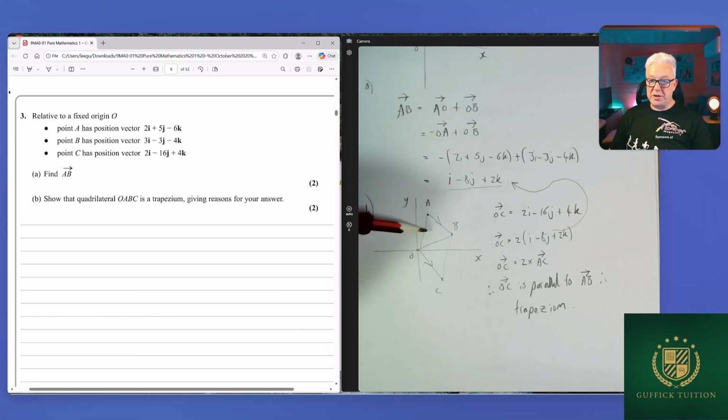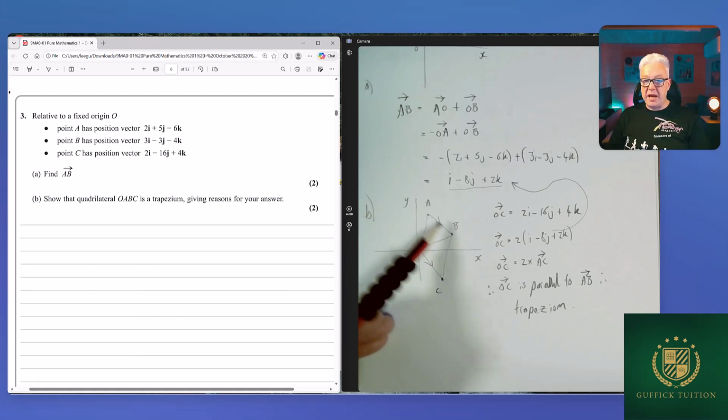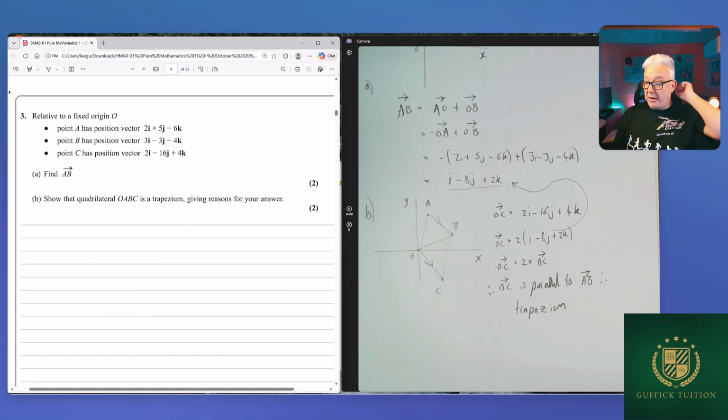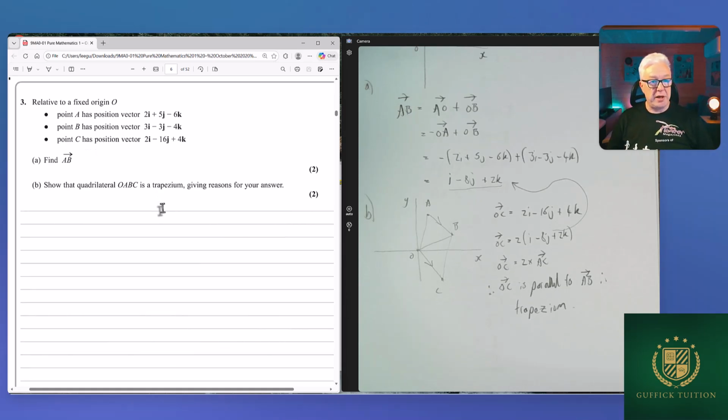I mean, if we wanted to prove that it was a rhombus or something like that, we'd have to find the length of OA and the length of BC. So for the purpose of this question, it is sufficient just to say that AB and OC are parallel to each other, so that quadrilateral is going to be a trapezium. So that's how you would do question 3.